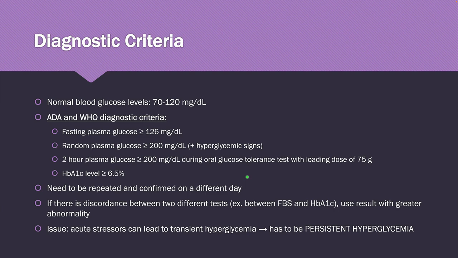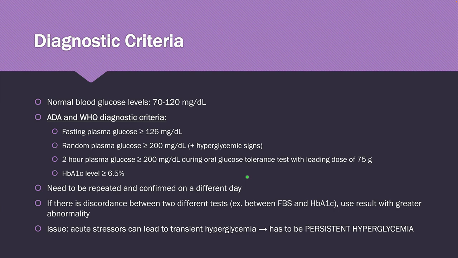So, for example, your random plasma glucose for today, you check, is more than 200 milligrams per deciliter. So, the following day or the following week, on a different day, that value needs to be consistent, or even higher, in order to confirm the diagnosis of diabetes.